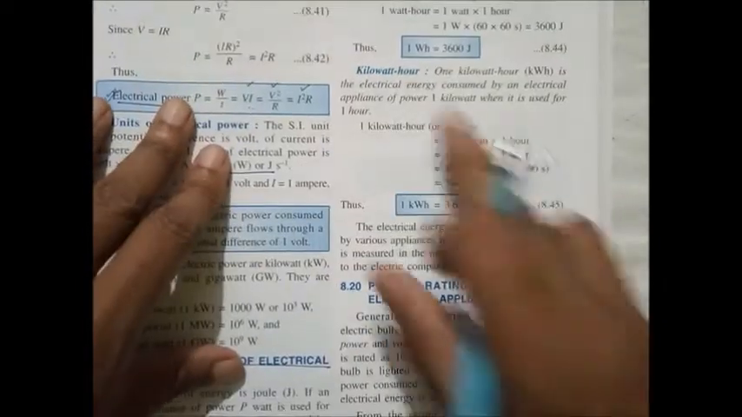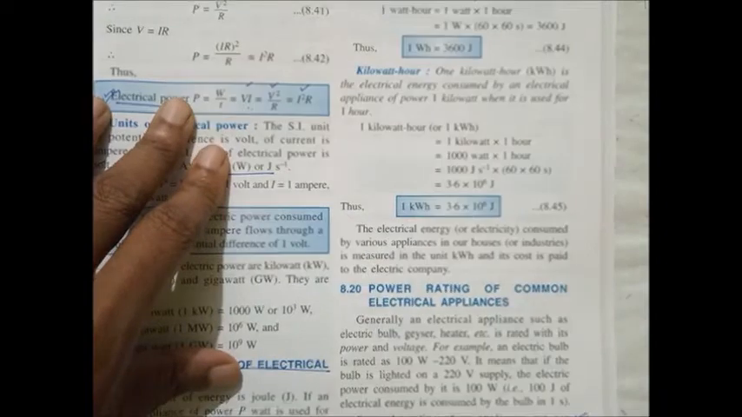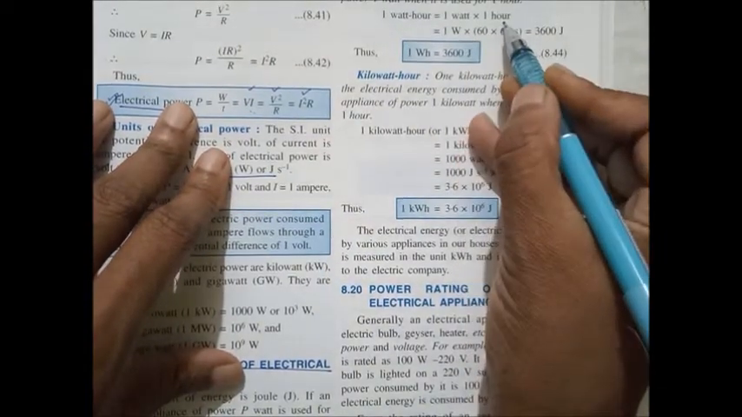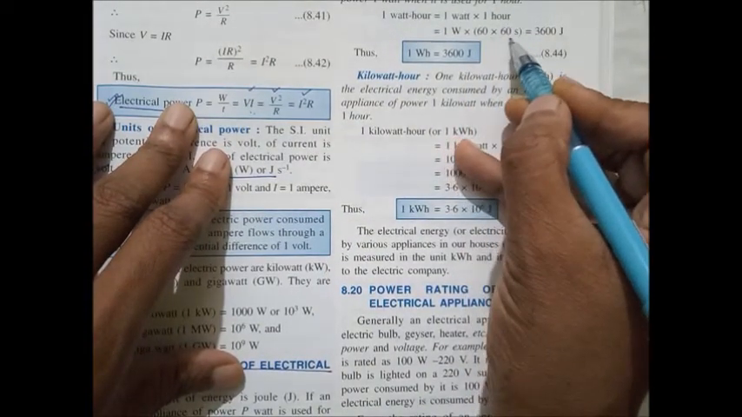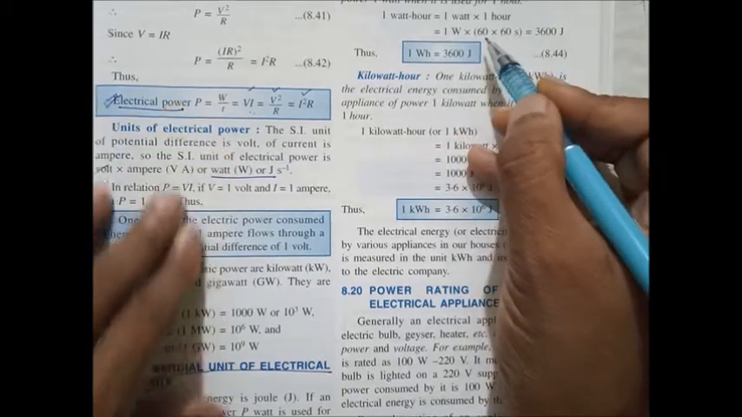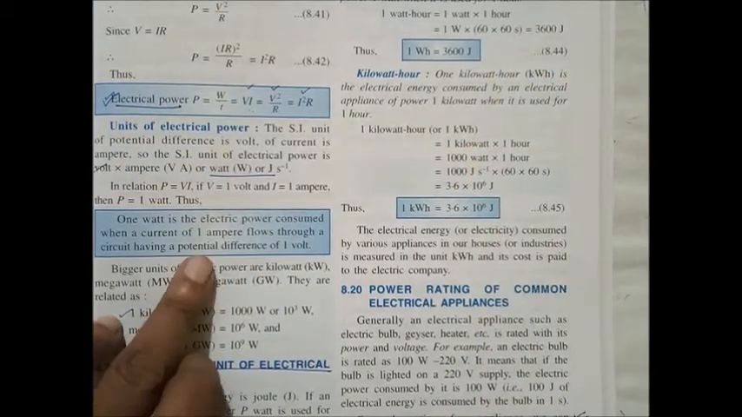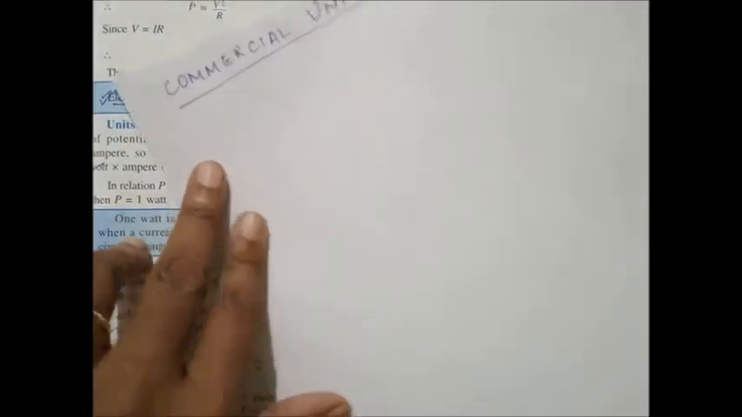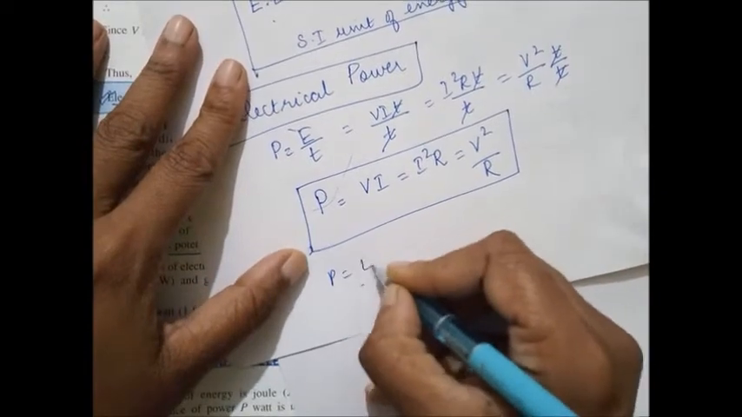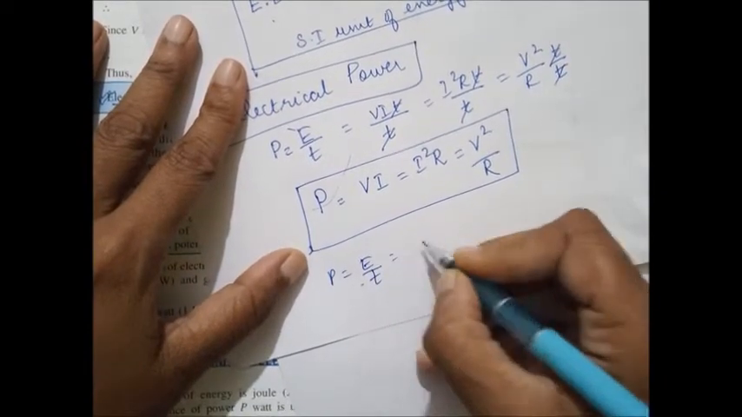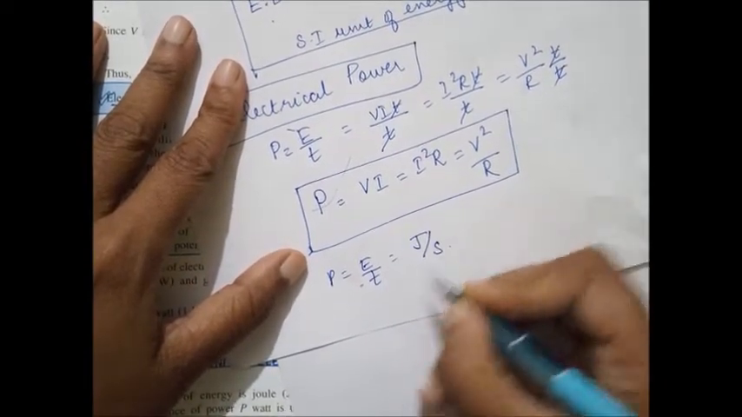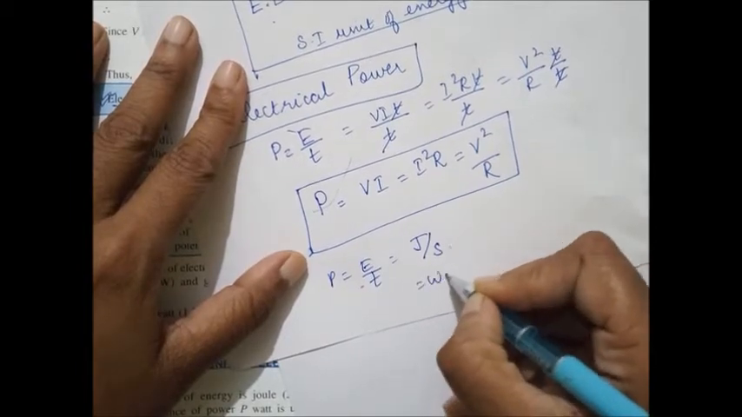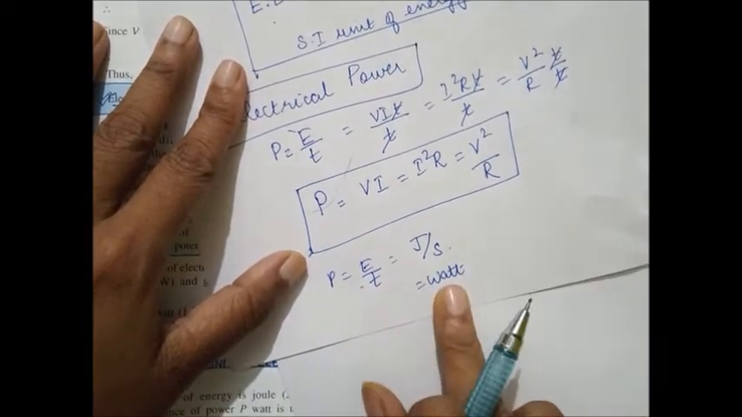Then 1 watt hour is how many joule? 1 watt into 1 hour, that is, 1 hour if you convert it into seconds. Because 1 joule is 1 watt second. Here power is energy upon time. So basically energy in joule and time in second. So this is what we call watt. 1 watt is 1 joule per second.